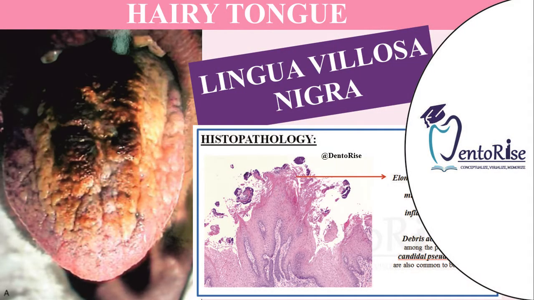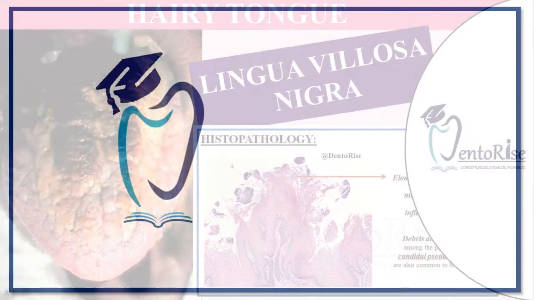In the previous video of Pathologies of Tongue, we read that the desquamation of the filiform papilla leads to benign migratory glossitis. Yet another pathology is associated with the filiform papilla that is called the hairy tongue, also known as the lingua villosa nigra. In this video, we will be talking about this pathology in detail. Watch the video till the end to understand it well.